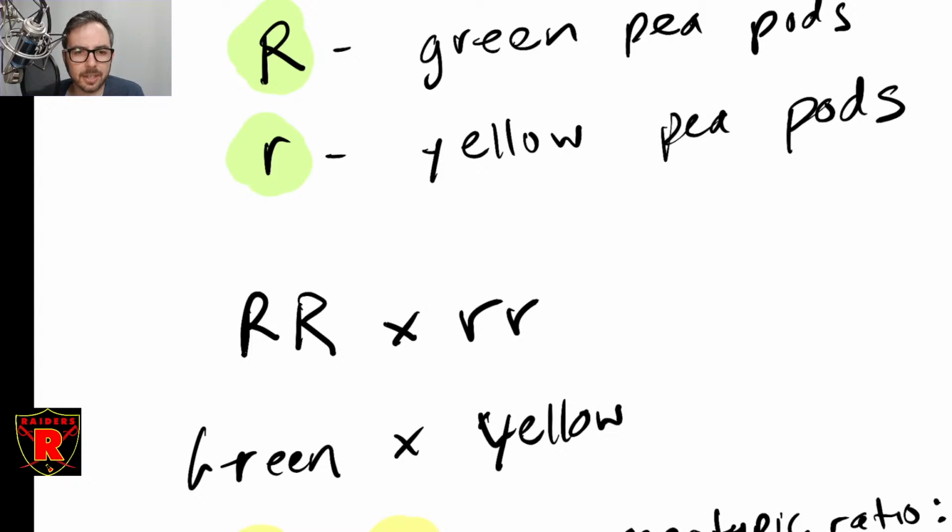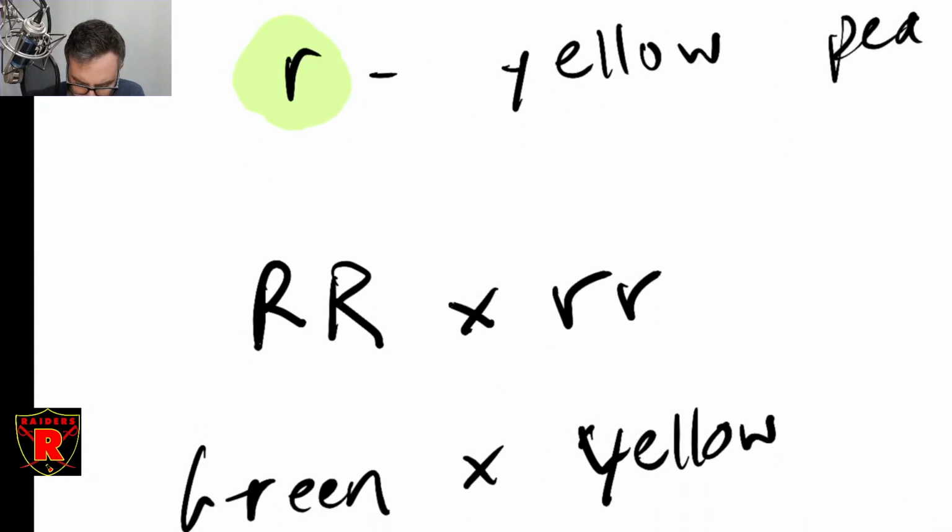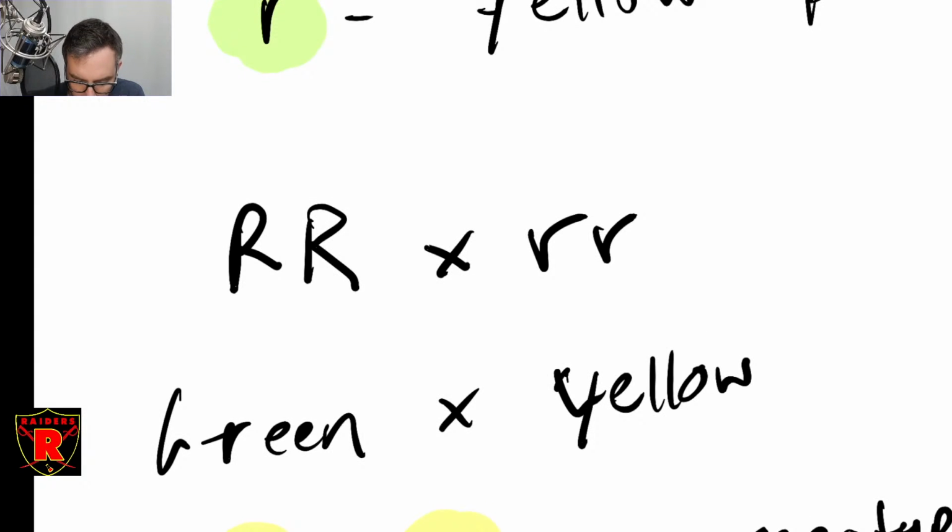If I were to take a parent that was green, but a purebred green, purebred green means that both of its alleles are green. And then I were to take a purebred yellow. Yellow has to be purebred because it's recessive. So we know for sure that it's going to be two little r's here. And I were to breed them together.